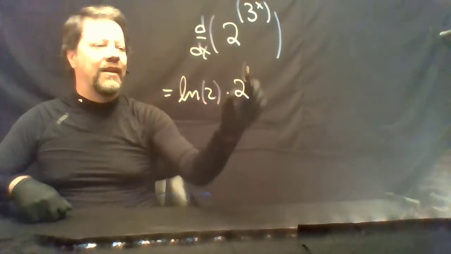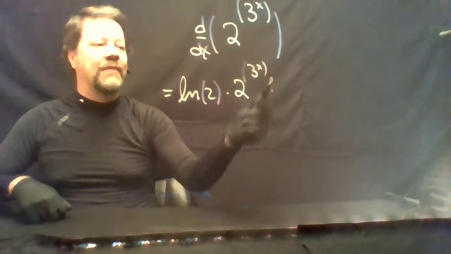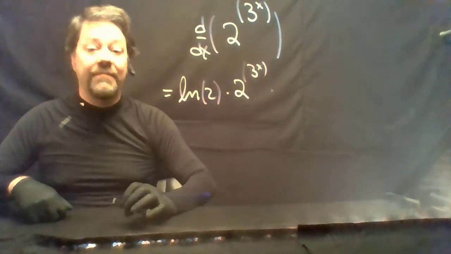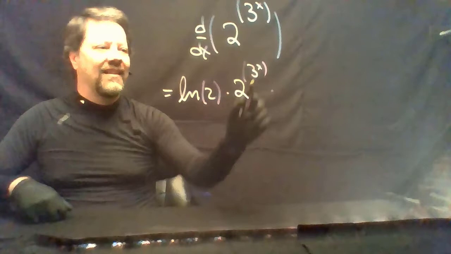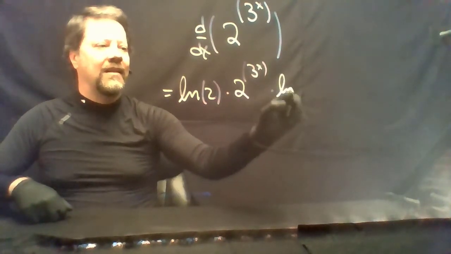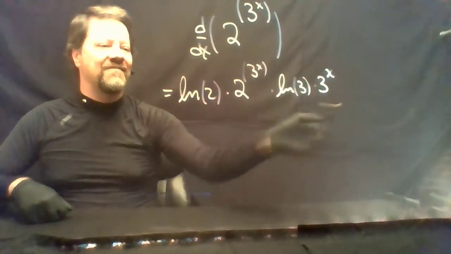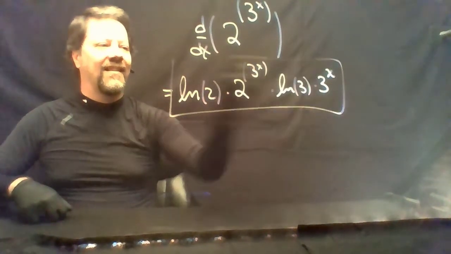times 2 to the power of 3 to the power of x, but then we have to multiply by the derivative of the inside function using the chain rule. And that's going to be natural log of 3 times 3 to the power of x. The next couple of problems are going to make you think about the rules.